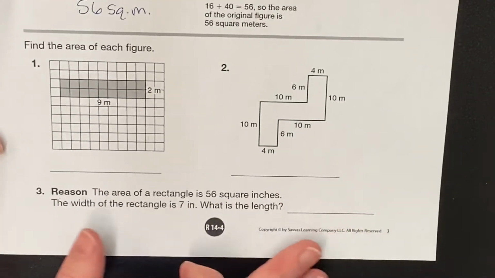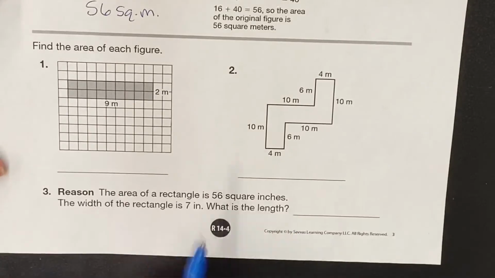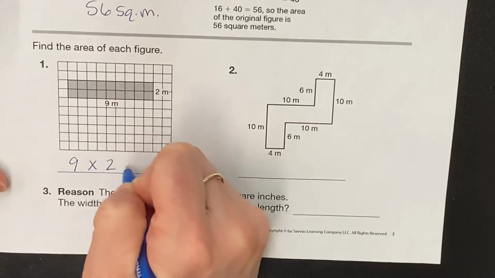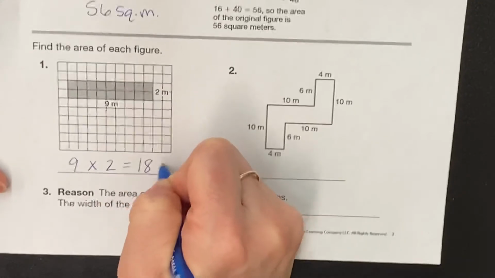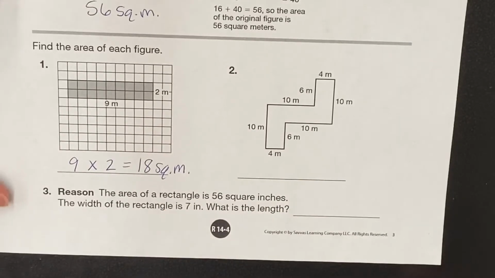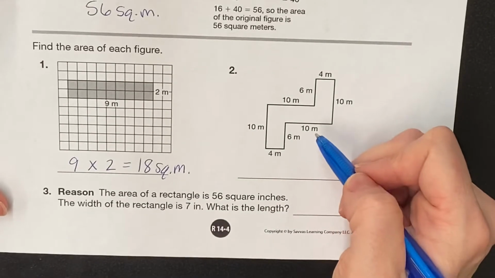Let's look at number 1. All right, for number 1, we just have a regular figure, 9 meters by 2 meters, so we're going to take the length times the width, and we're going to get 18 square meters. Okay, let's look at number 2.